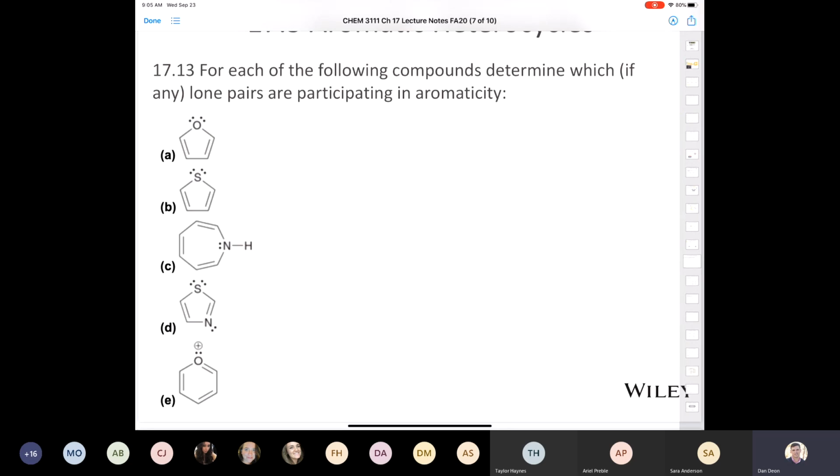17.13, for each of the following compounds, determine which, if any, of the lone pairs is participating in aromaticity. So now we're going to get some practice on that rule that I just told you was one of the more difficult rules in this chapter. Okay, so let's look at this first molecule. Let me draw the molecule.